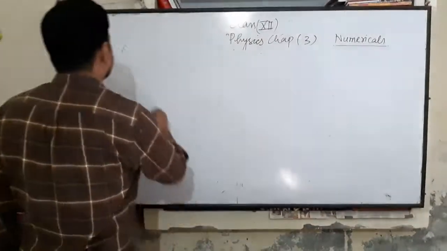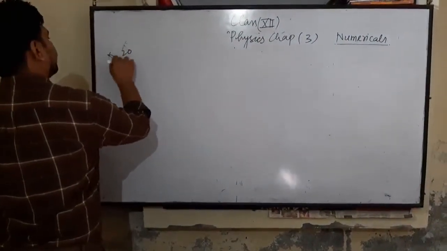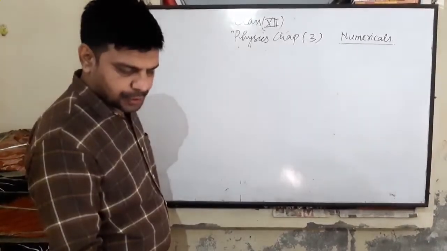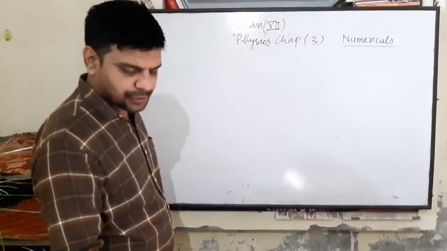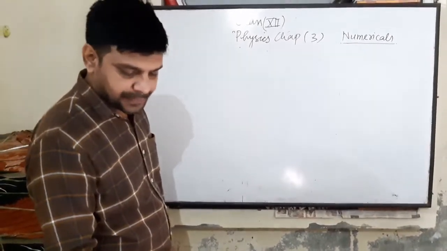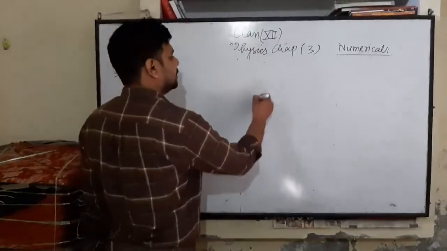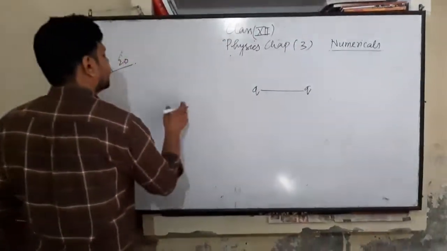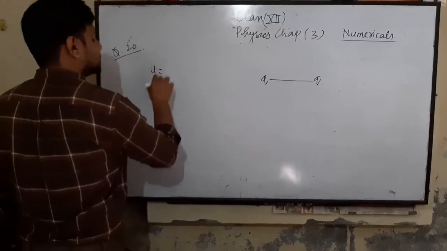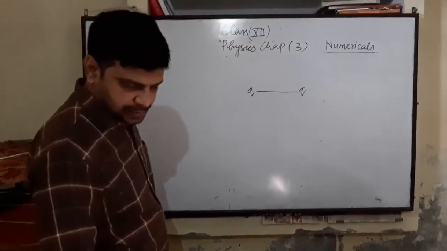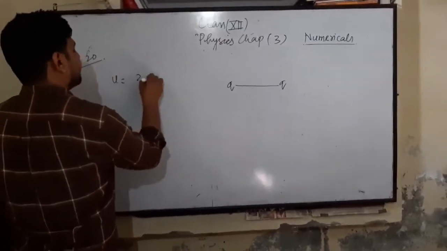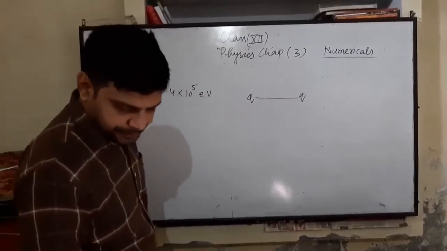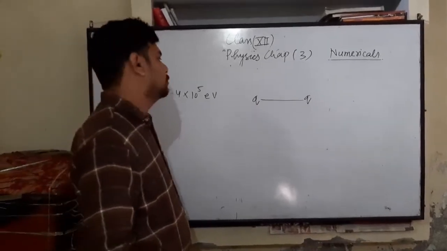Now question number 20. The mutual electric potential energy between two protons in a uranium nucleus is 2.4 into 10 to the power 5 electron volt. We have two protons in a nucleus, and the potential energy U for this two-charge system is 2.4 into 10 to the power 5 electron volt. Find the distance between the two protons.